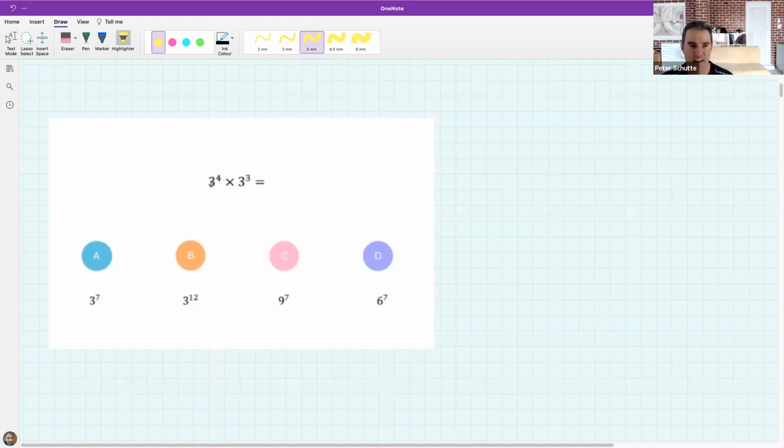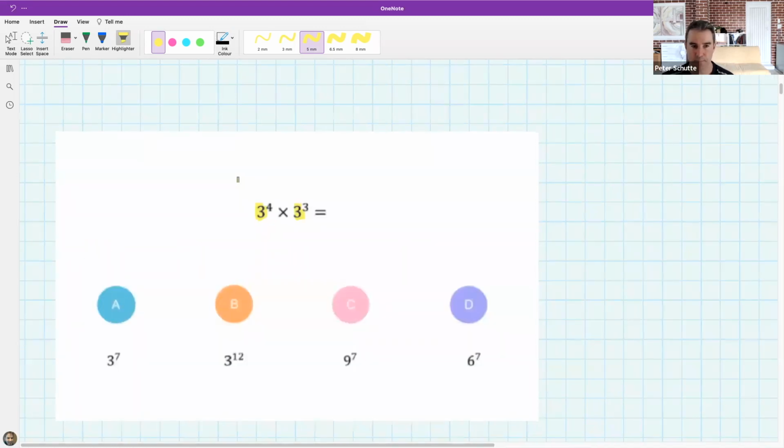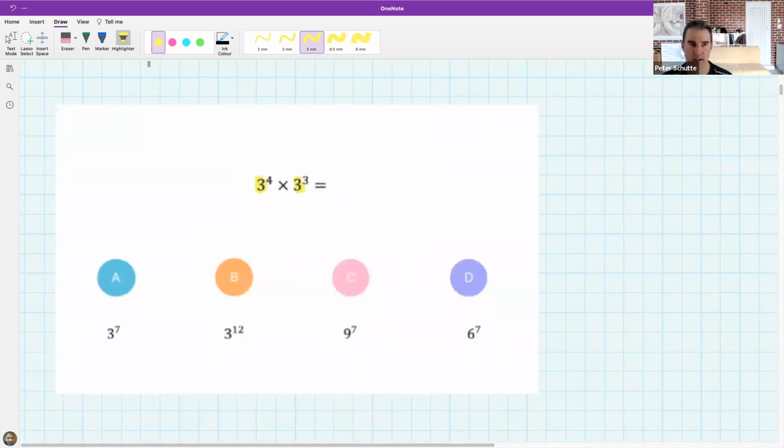I see lots of A's, and the law that I was looking for, we often call it law 1 or the additive law, is if you have two numbers that are the same base, you can simply add the powers. And so in this case, the base is 3, and what do you get if you add 4 and 3? You get 3 to the 7. So the correct answer is A.